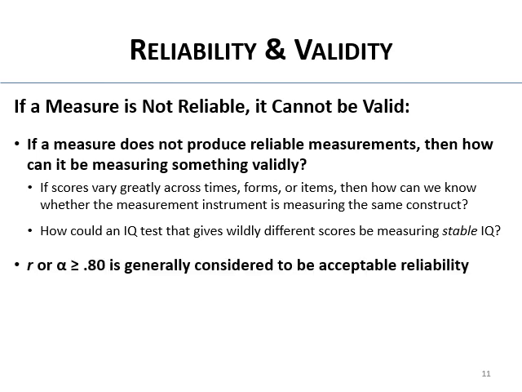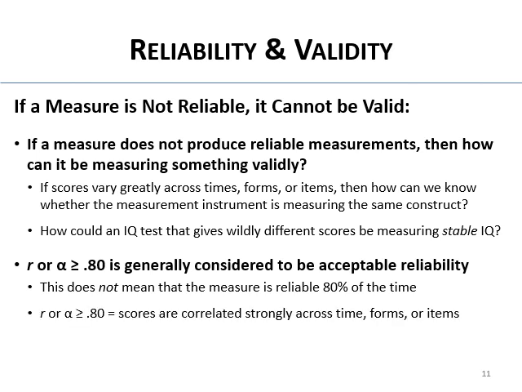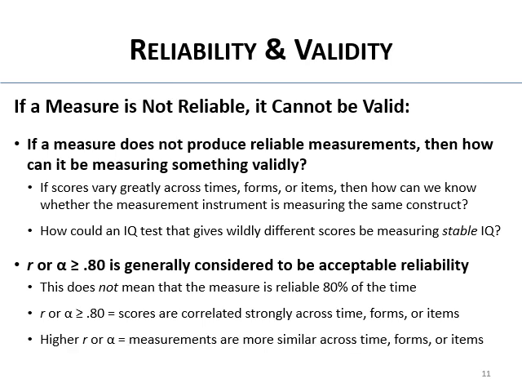It's not reliable. So a correlation coefficient that is R or an alpha of 0.8 or greater is generally considered acceptable. The higher the better. That does not mean a measure is reliable 80% of the time, by the way. It's not what it means. It just means how strongly scores are related across time or forms or items, that sort of thing. Higher R or alpha equals higher reliability.